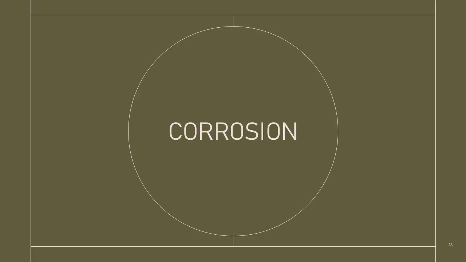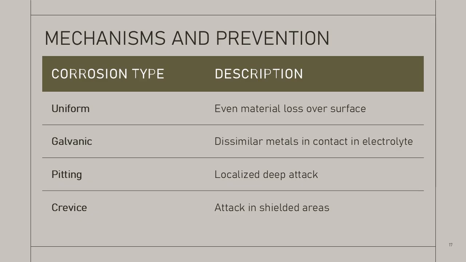Corrosion is a chemical degradation process that affects durability and performance, driven by environmental factors such as moisture, salts, and temperature. Types include uniform corrosion, galvanic corrosion, pitting, crevice corrosion, and stress corrosion cracking. Galvanic corrosion occurs when dissimilar metals are electrically connected in an electrolyte, causing the more active metal to corrode.